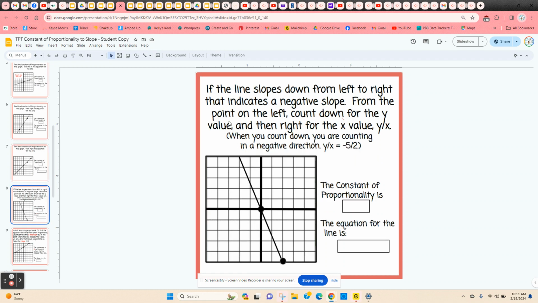And then they're shown a graph with a negative slope. So this one goes down from left to right. That means the constant of proportionality will be a negative number. So here, if you go down 5, that's -5, to the right 2, so -5 halves. And then they're just going to write the equation.